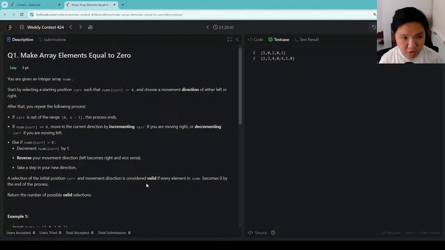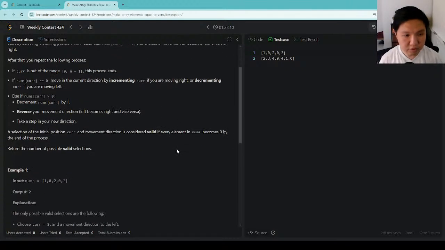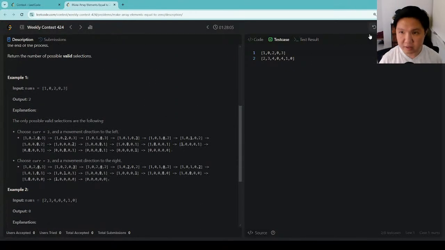If cur is out of range, this process ends. If nums[cur] equals 0, move in the current direction by incrementing cur if you're moving right or decrementing cur if you're moving left. If nums[cur] is larger than 0, decrement nums[cur] by 1 and then reverse direction. Take a step in the new direction. Okay, so you're sort of bouncing around with this problem.